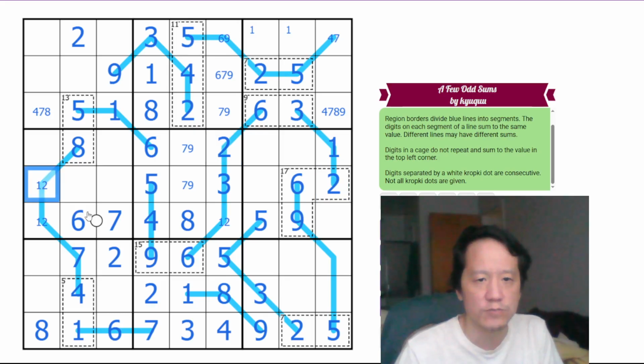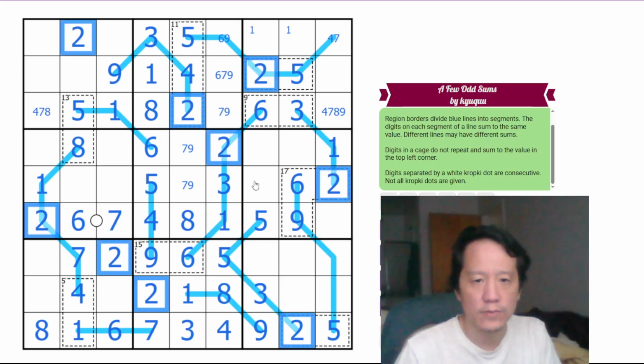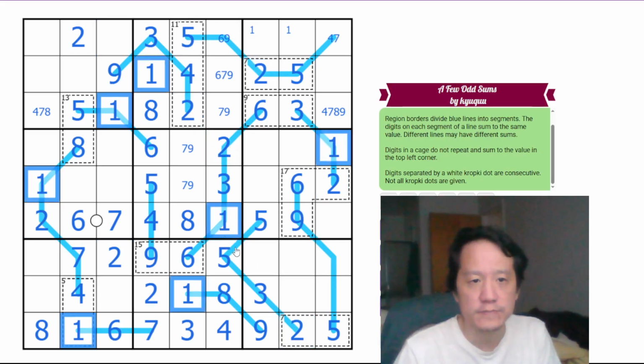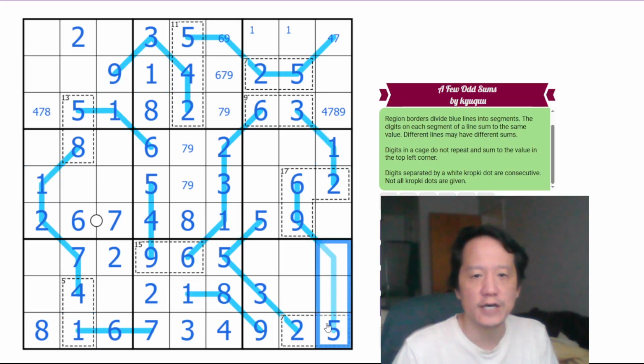This 2 also makes this 1, which makes that 2, which makes that a 1. And we have the 2's filled out. We don't know where the 1 is. Okay. These 3 digits add up to 15.